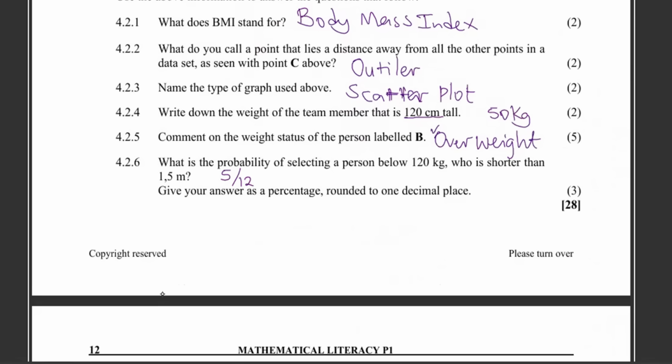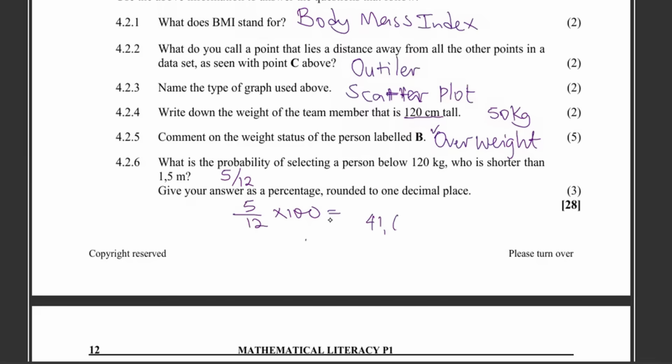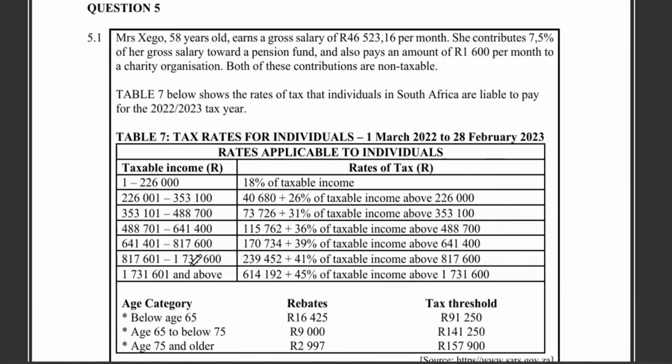Give your answers as a percentage. So we multiply by 100. Percentage to 1 decimal. So you come to your calculator there. 5 divided by 12 times 100. So 41,666, but 1 decimal place becomes 41,7%. This brings us to the end of question number 4. Let's look at question number 5.